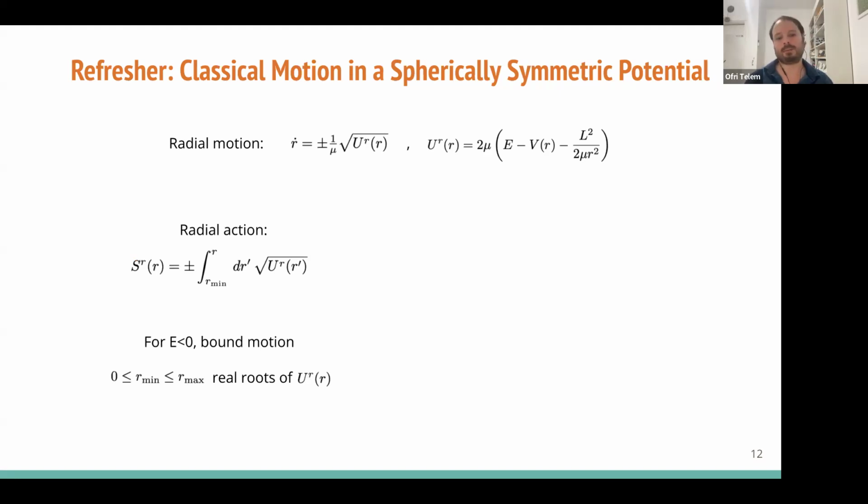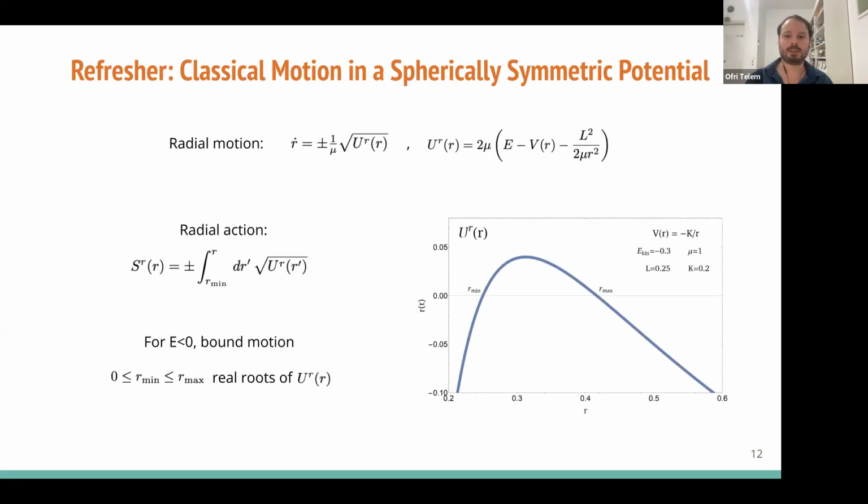Now, for negative energy here, we get bound motion between an r min and an r max. And I just plotted this u of r here. And you see that the allowed region where the classical motion takes place is between r min and r max.